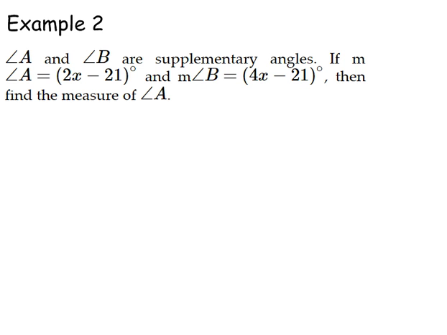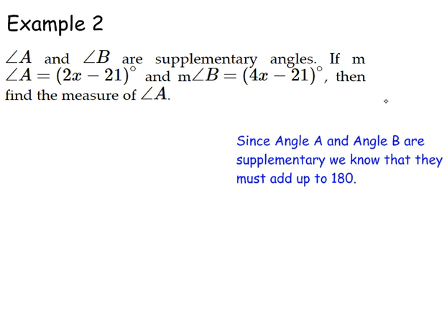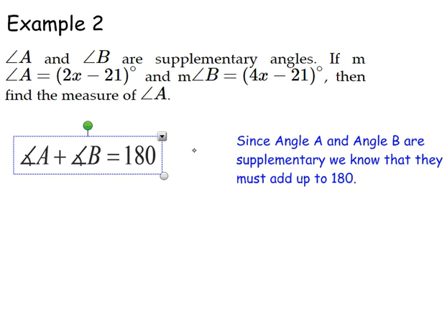Example 2, angle A and angle B are supplementary angles. If the measure of angle A equals 2x minus 21 and the measure of angle B equals 4x minus 21, then find the measure of angle A. Well, since angle A and angle B are supplementary, we know that they must add up to 180. So we can say angle A plus angle B equal 180.